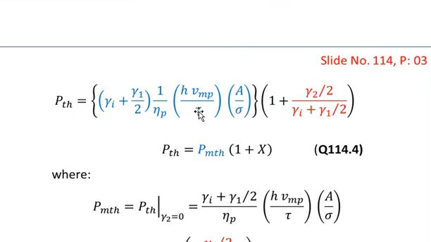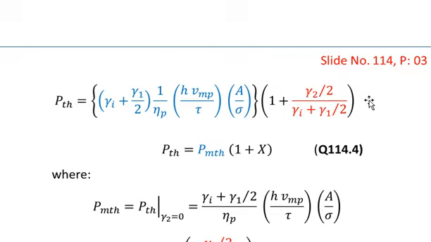So now we can rearrange the term and combine some terms in the curly brackets shown in blue, which is gamma I plus gamma 1 divided by 2. Then this term is multiplied by 1 over eta p, then multiplied by h nu mp divided by tau, then multiplied by a over sigma. So this term in curly bracket will be labeled as the minimum threshold pump power.